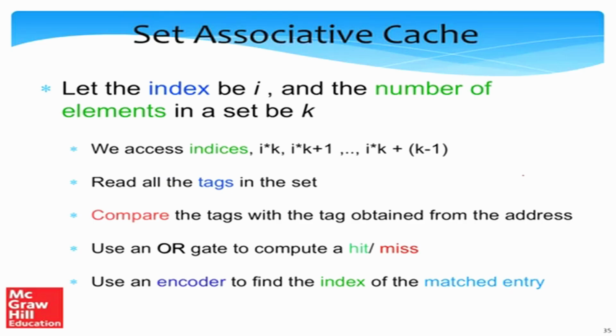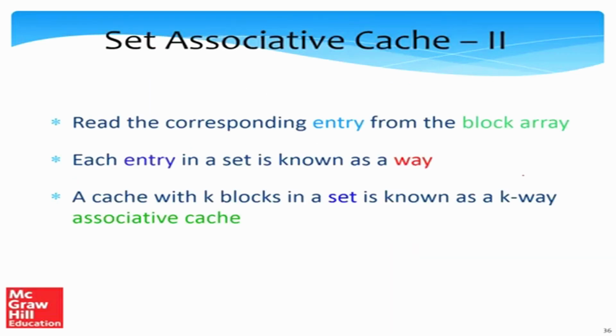So here is a mathematical look at it. Let the index be I and the number of elements in a set be k. Then the indices that we access are I times k, I times k plus 1, till I times k plus k minus 1. We read all the tags in the set. We compare the tags with the tag obtained from the address. We then use an OR gate to compute a hit or miss. And finally, we use an encoder to find the index of the matched entry. After that, we read the corresponding entry from the block array.